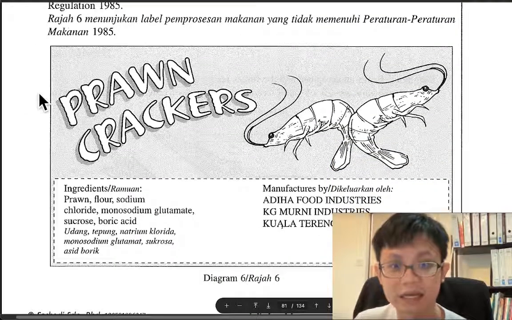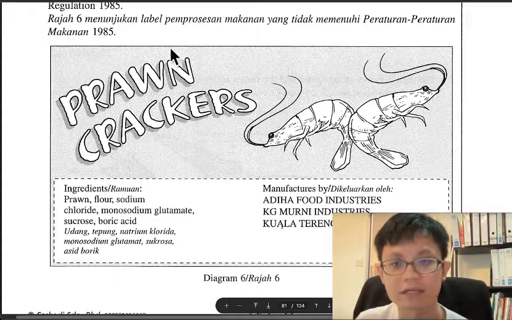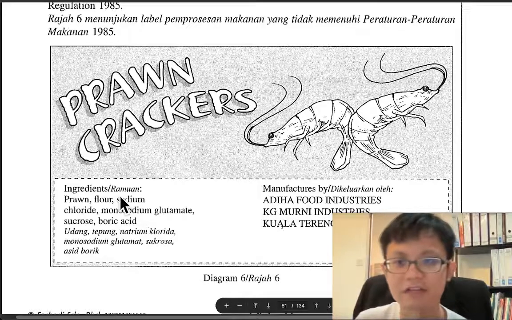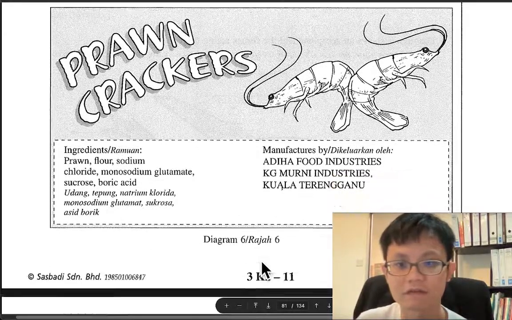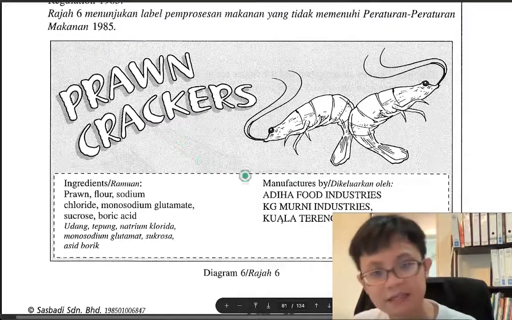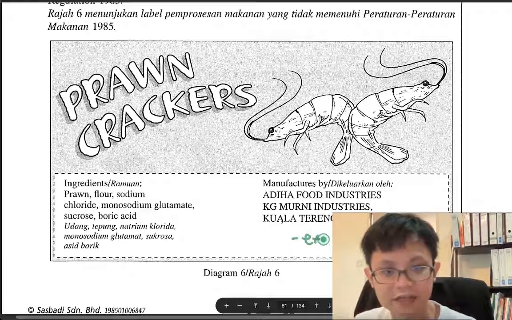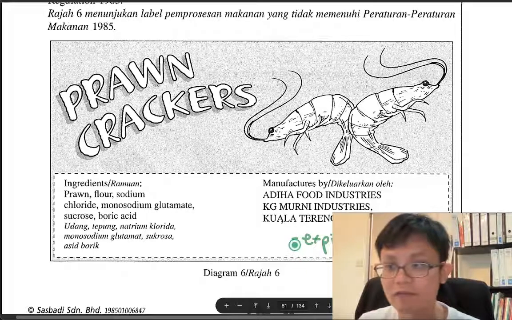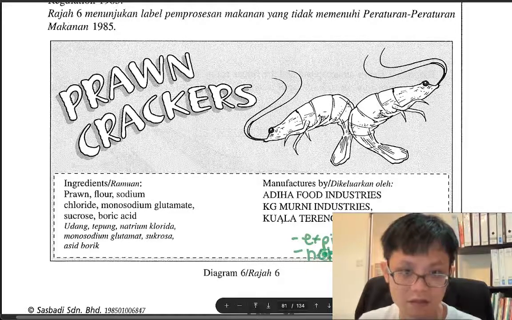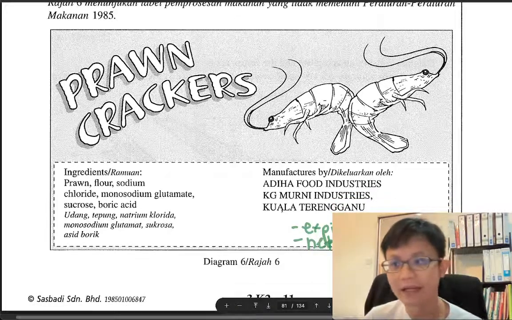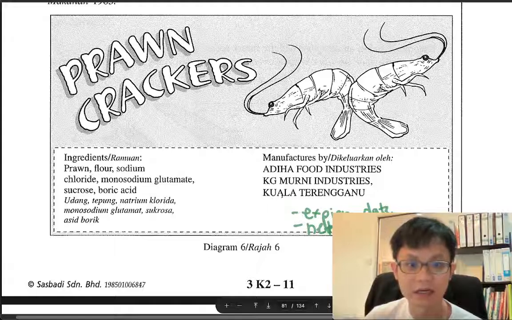So we can see that, as you know, in the food you must have what? You must have the title. Title is manufacturer. You must have the ingredient. You must have what? We can see from here the expiry date is not there. So from here we can see that what is missing will be the expiry date, and also another one will be the net weight.